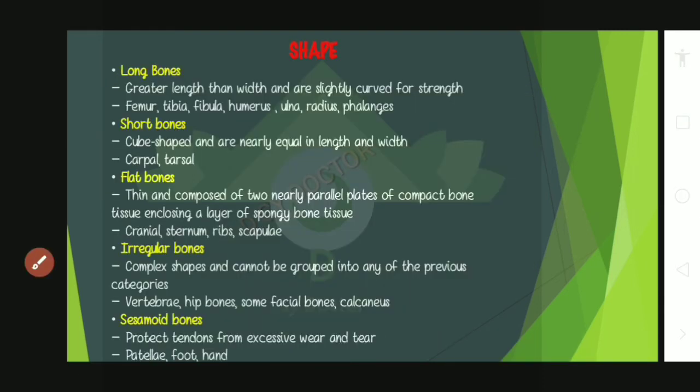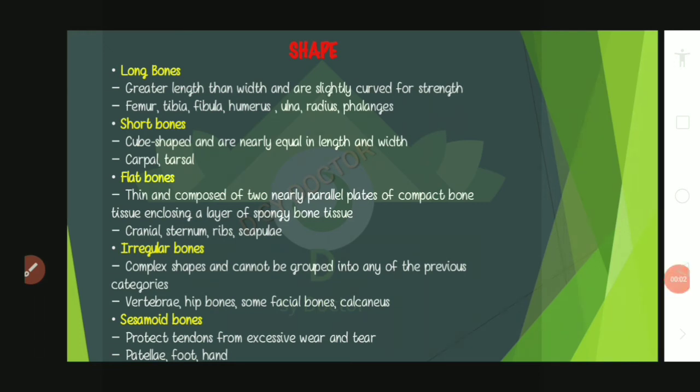So next we will take a brief look at the shape of the bones. Long bones are greater in length than their width, meaning they are longer as compared to their wideness, and are slightly curved for strength, like femur, tibia, fibula, humerus, ulna, radius, and phalanges. These are all the long bones. Short bones are cube shaped and nearly equal in length and width. Carpals and tarsals are the short bones.